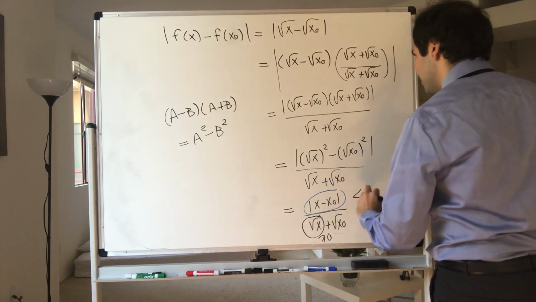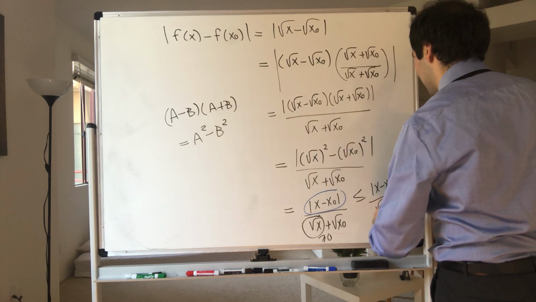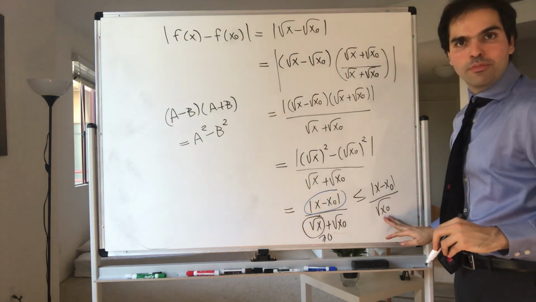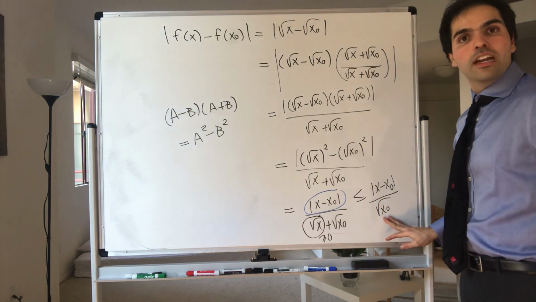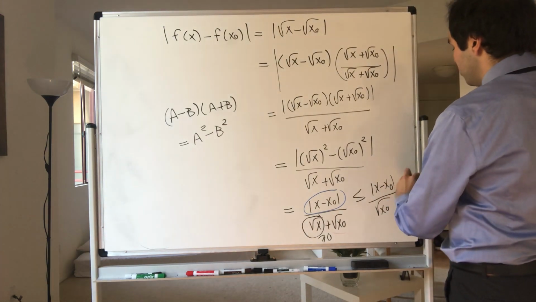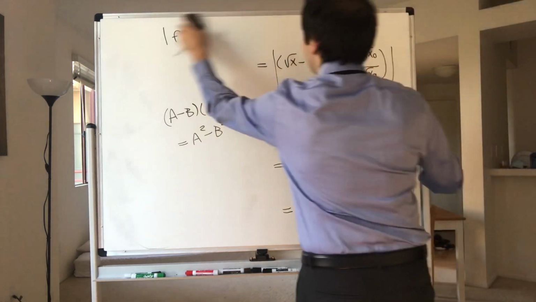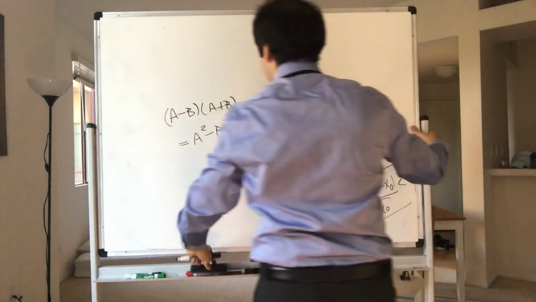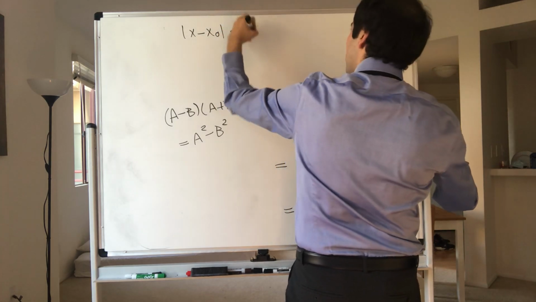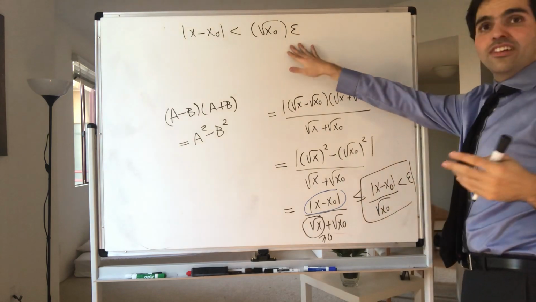So in fact, this is less than or equal to |x minus x naught| over square root of x naught. Now, one little thing, if x naught were 0, that would be a problem because we would divide by 0, but I said we don't assume x naught is 0. And now, last but not least, all you need to do is set this less than epsilon, and you get in the end that |x minus x naught| is less than square root of x naught times epsilon. So this is our delta.